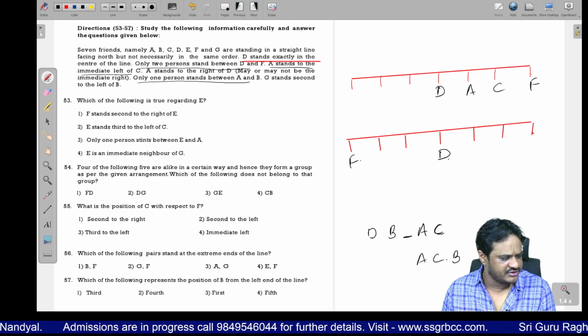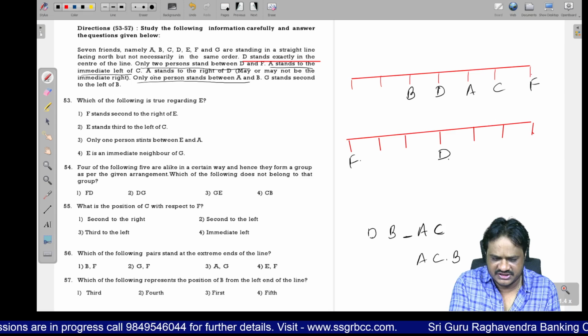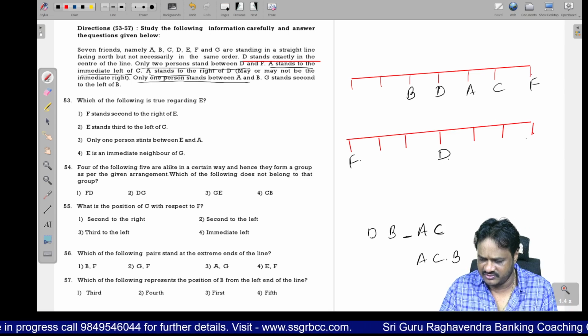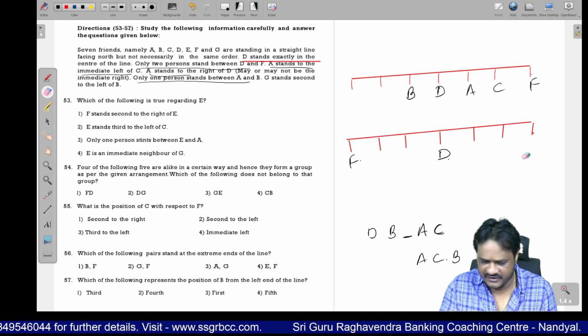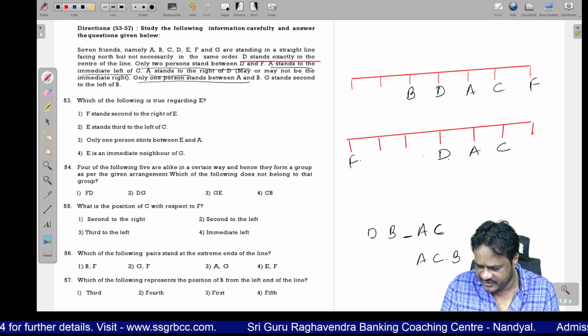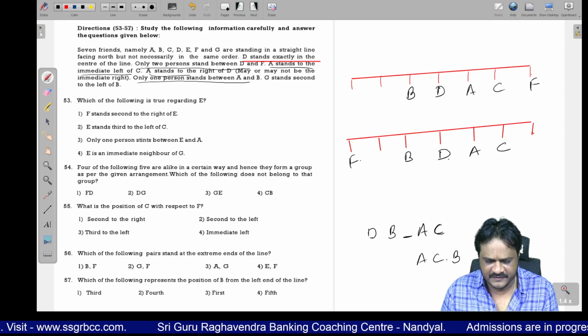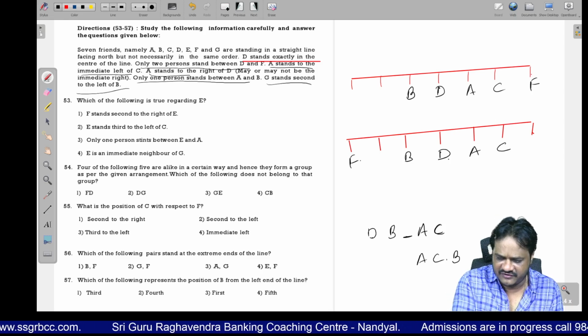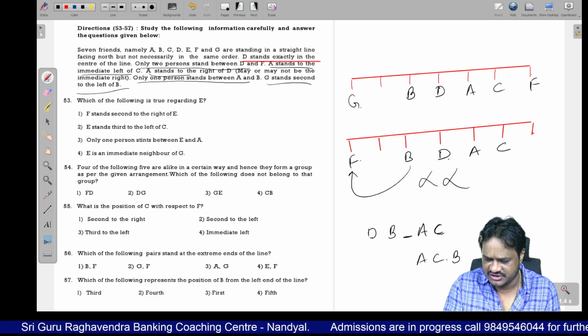A is standing to the immediate left of C. There is one person between A and B. A stands to the right of D. Now come to this case. Here only we can write C, A and B. There is one person between A and B. G stands second to the left of B. Now you can't write G in this case. This is definitely wrong. So this one is correct.